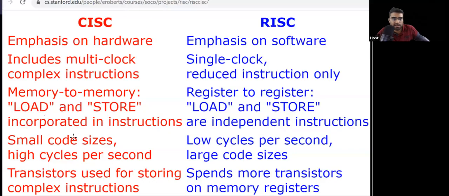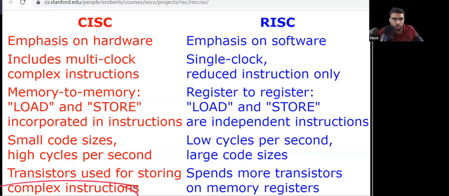In the CISC, the code size is small. Yes or no? You have a small code size, but remember the time taken will be more. In the RISC, time taken will be less. The execution time will be less, but the size of code will be large, a larger code size.